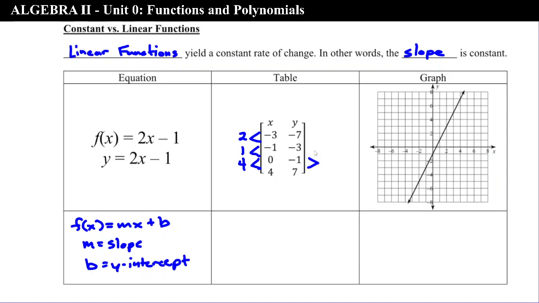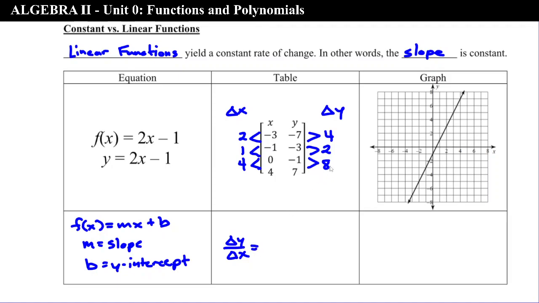Now let's go over to the y's and do the same thing. Between 7 and -1, we go down 8 units. Between -1 and -3, we go down 2 units. And between -3 and -7, we go down 4 units. What we found on the left-hand side are our change in x values, and what we found on the right-hand side is our change in y values. So we're going back to what we previously talked about with average rate of change. We're going to find out what our change in y and change in x look like along the way.